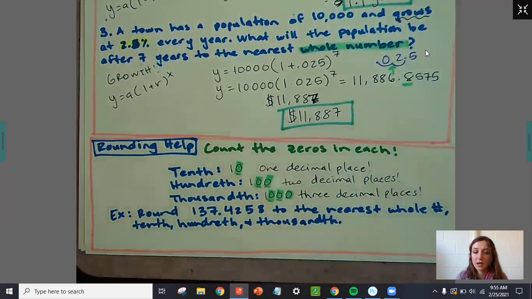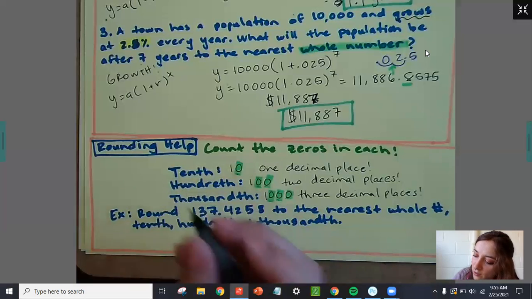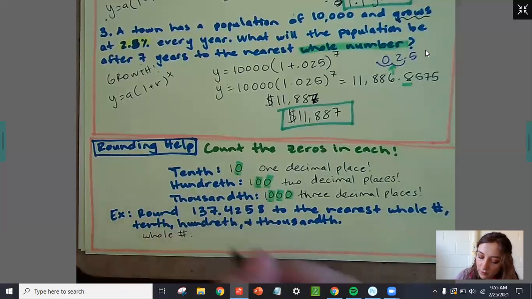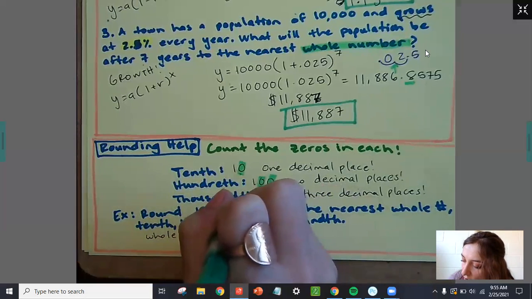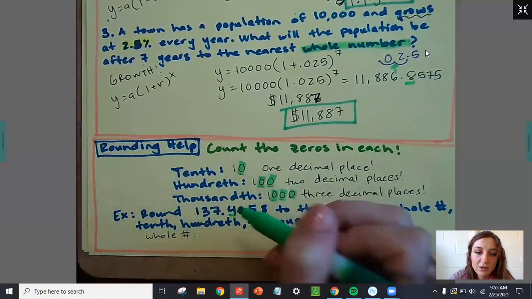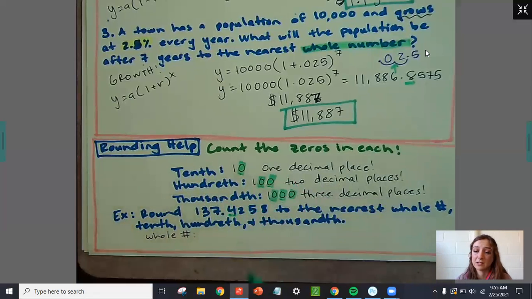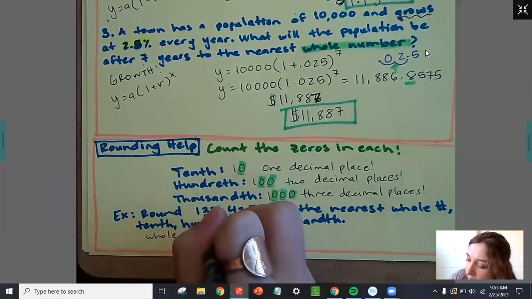So let's try something. We're going to round this number to the nearest whole number, the nearest tenth, hundredth, and thousandth. So let's start with whole number. If I'm going to the nearest whole number, I want to look at the first decimal place. I'm going to look at the 4, and I'm going to see if that is greater or less than 5. Since that is less than 5, you actually don't do anything to the 7 at all. So this is just going to be 137.